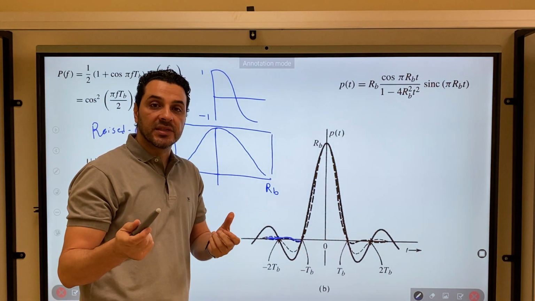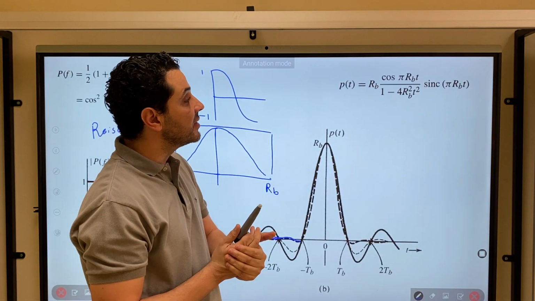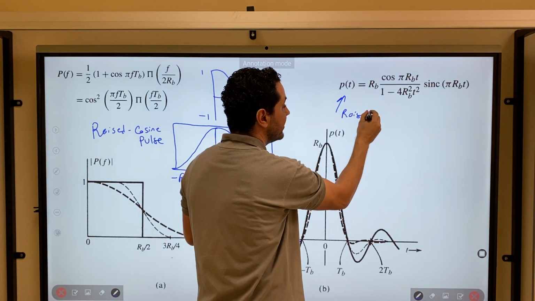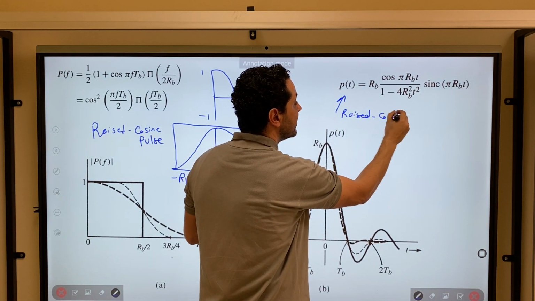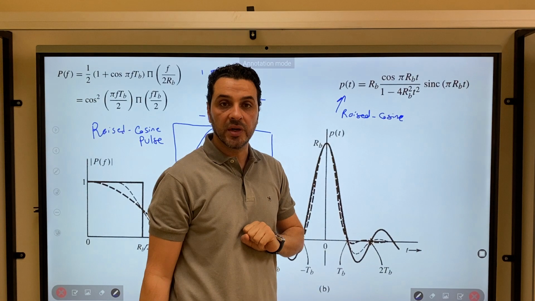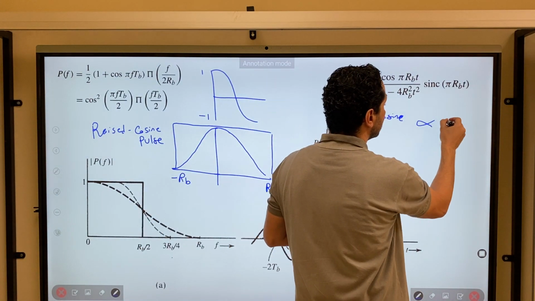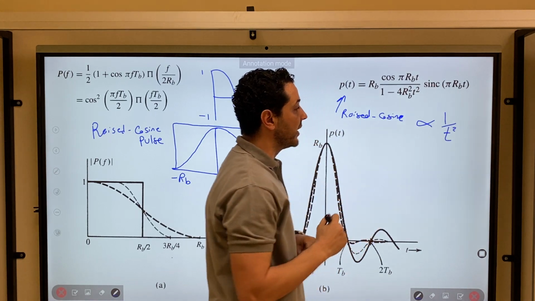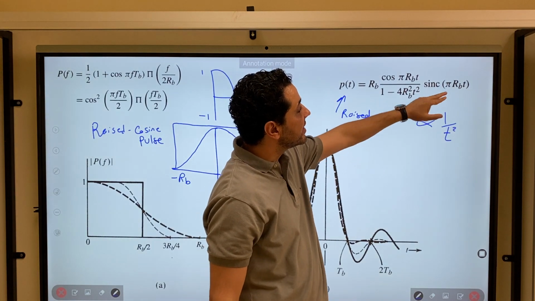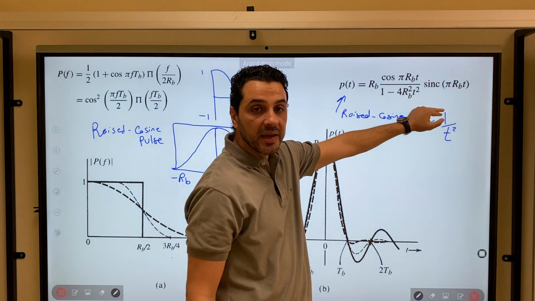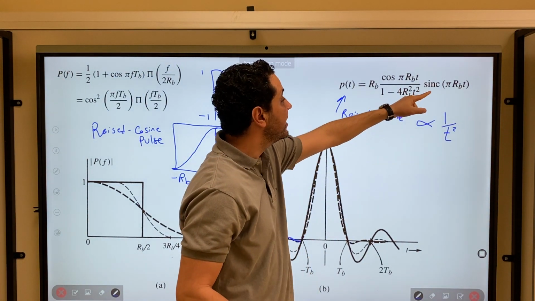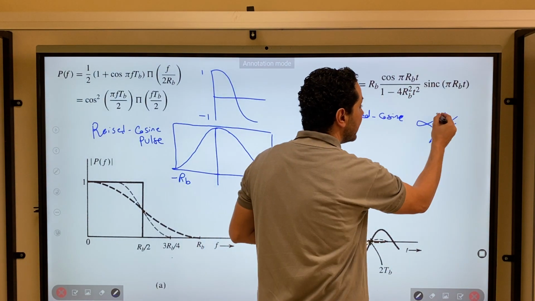So I always ask my students in the class, what is the decaying rate of this expression of this raised cosine pulse? So this is the raised cosine also, but in the time domain. What's the decaying rate of this? Many students say it's proportional to 1 over t squared, because you have t squared in the denominator. But this is not quite correct. Why? Because it is multiplied also by sinc, and this sinc is sine pi rbt divided by pi rbt. So you have another t down here in the denominator of this thing. You have another t.